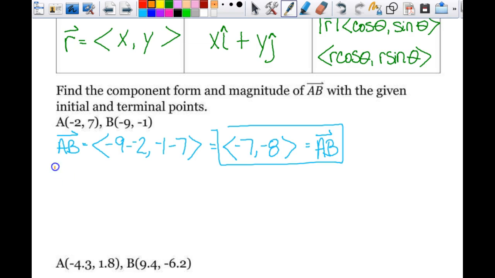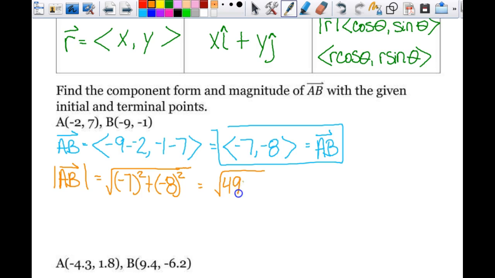Then I need to find the magnitude. So the magnitude of the vector, that's just equal to the square root of x squared plus y squared, right? And that's using these numbers here. This is the square root of -7 squared plus -8 squared. What happens when you square a negative number? It becomes positive. So think about that when you're typing them into the calculator. But this is the square root of 49 plus 64. What's 49 plus 64? 113.